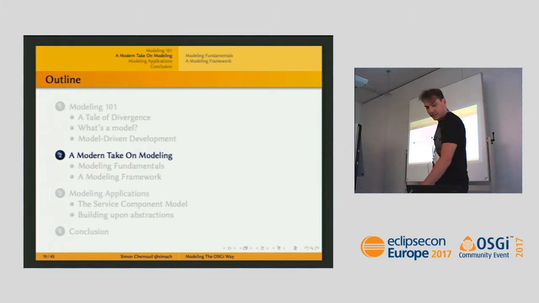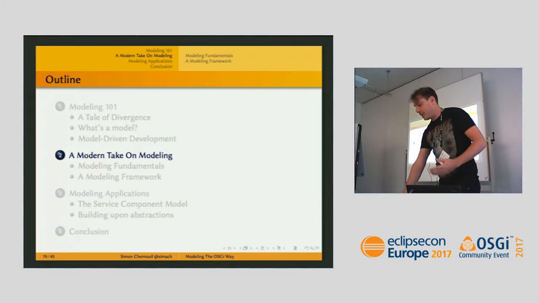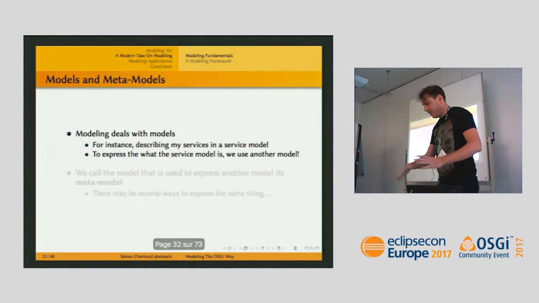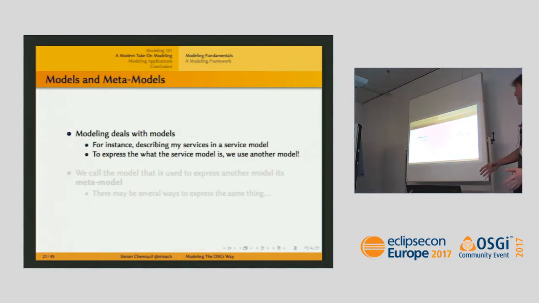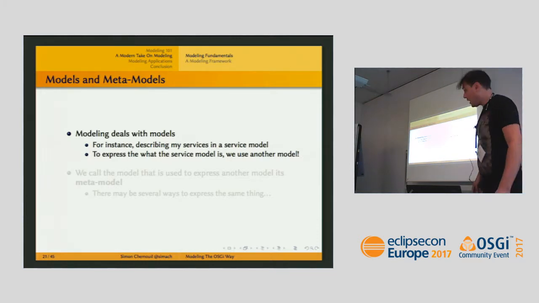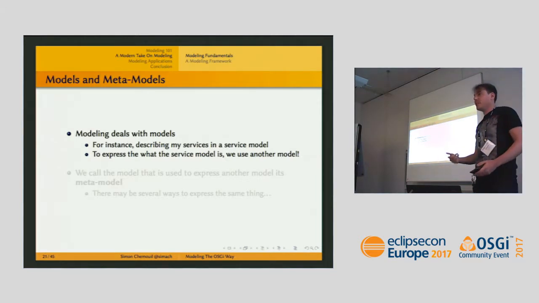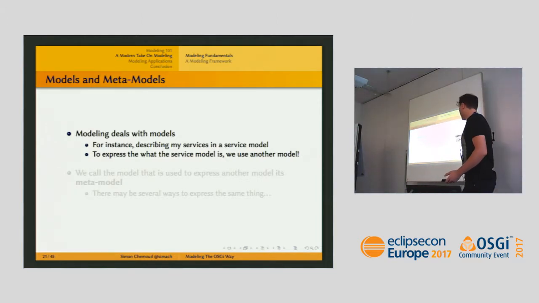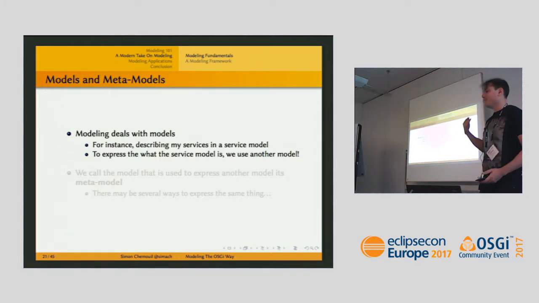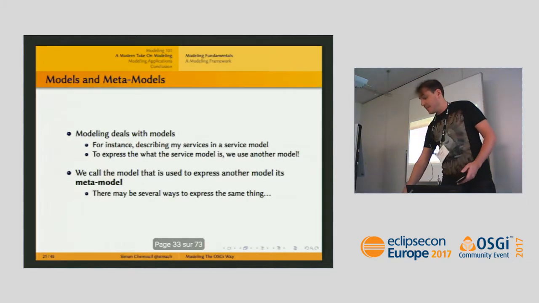So I'd like to talk now a bit more about the fundamentals of modeling. This was a bit on the surface. So in modeling, we talk about models and meta-models. Just before, I was describing my service in a certain service model that was able to express services. It was its job, and I wanted to describe my service interfaces. Well, that service model itself is defined in another model. So for my service, my meta-model was the service model. And the service model has another model, the meta-model.